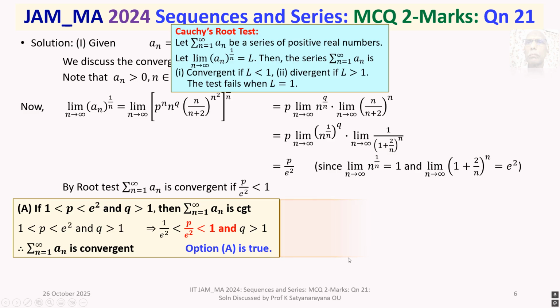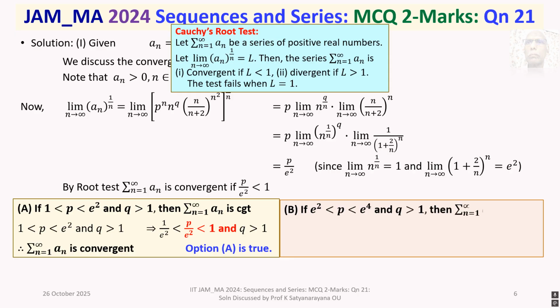Now go to option B. If e square is less than p less than e to the power of 4 and q is greater than 1, then sigma n is convergent. Right, q is greater than 1, and we have assumed q is positive, and it is given q greater than 1, no problems, everything will follow.